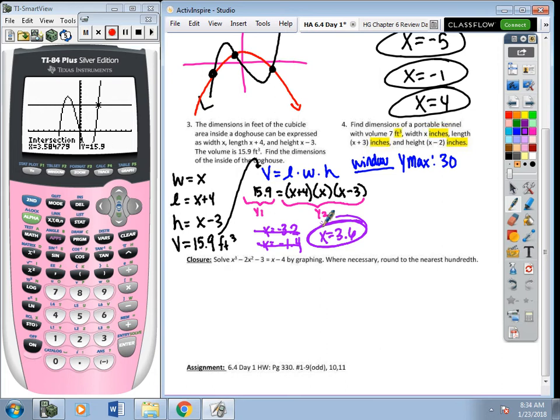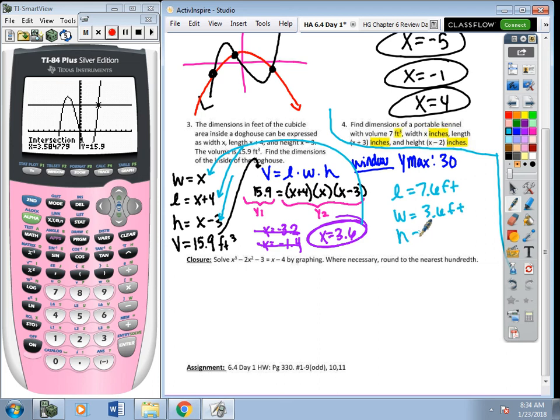Now, they do want the final dimension. So you actually need to take that and sub it back in to find out what the length, width, and height are. I'm just going to put a box over here because I'm going to write it out. Okay, so we should get length is x plus 4, so 3.6 plus 4, which will be 7.6 feet. Width is just x, so that's just 3.6 feet. And height would be 3.6 minus 3, 0.6.